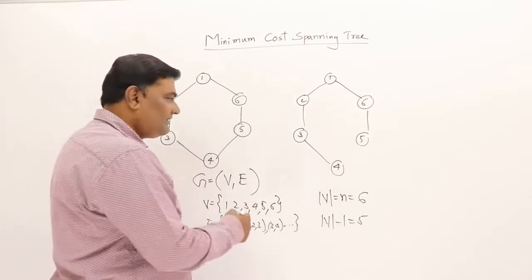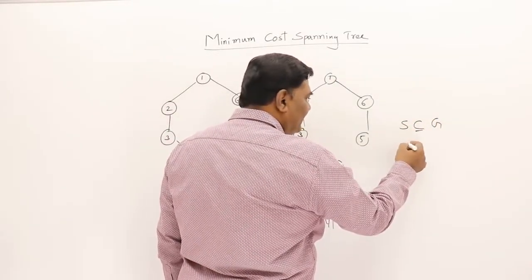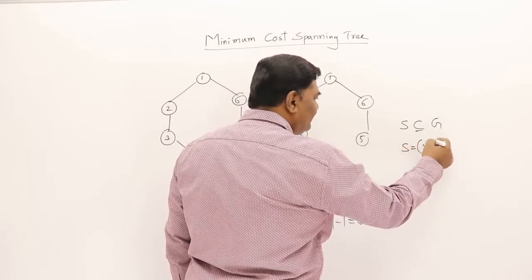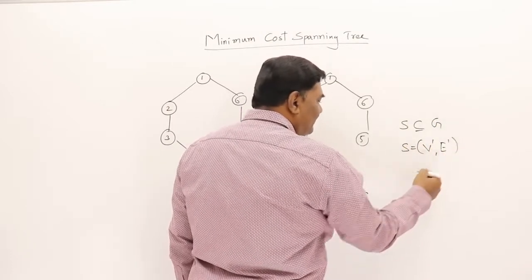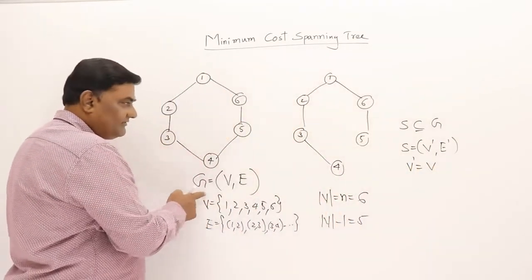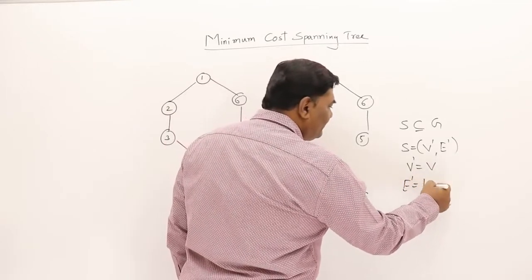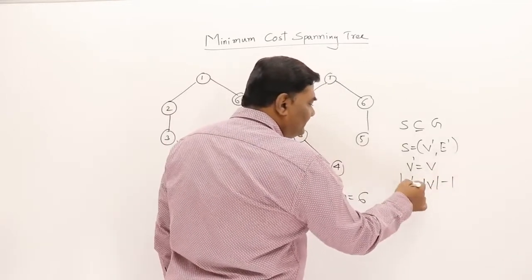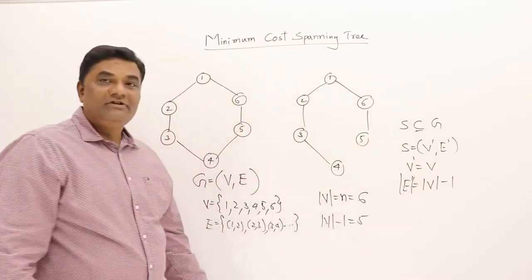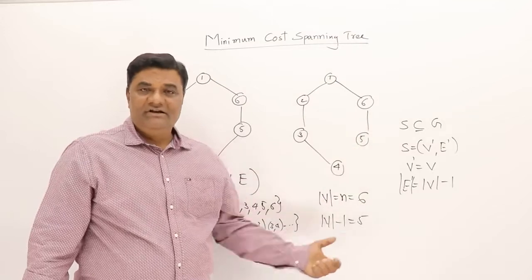So I can say that S is a subgraph of a graph where S is defined as a set of vertices and a set of edges, where the set of vertices is the same as the vertices of the graph and the number of edges is the number of vertices minus 1. This is how formally we can define it. In mathematics we can define it like this.